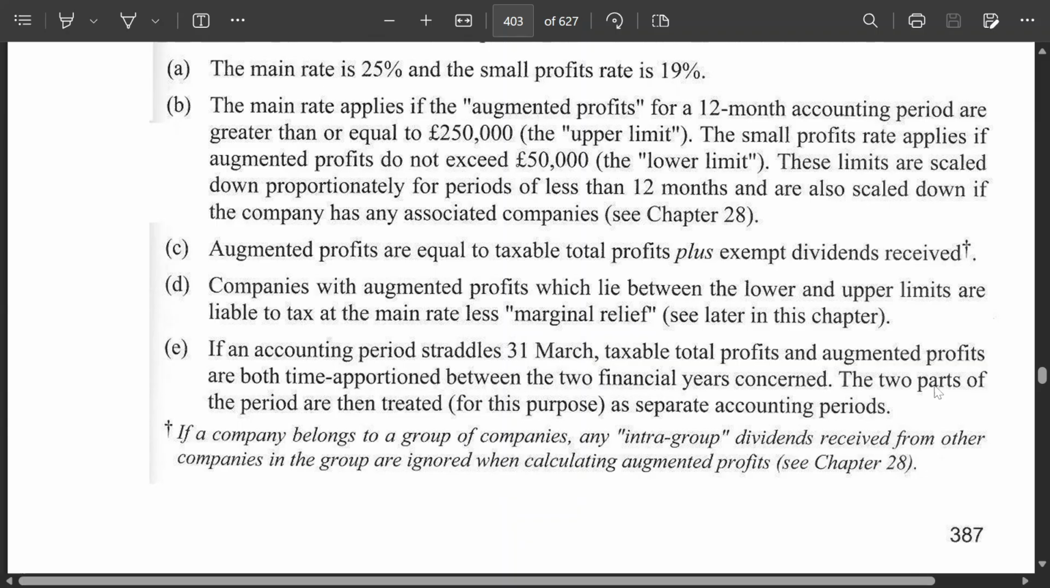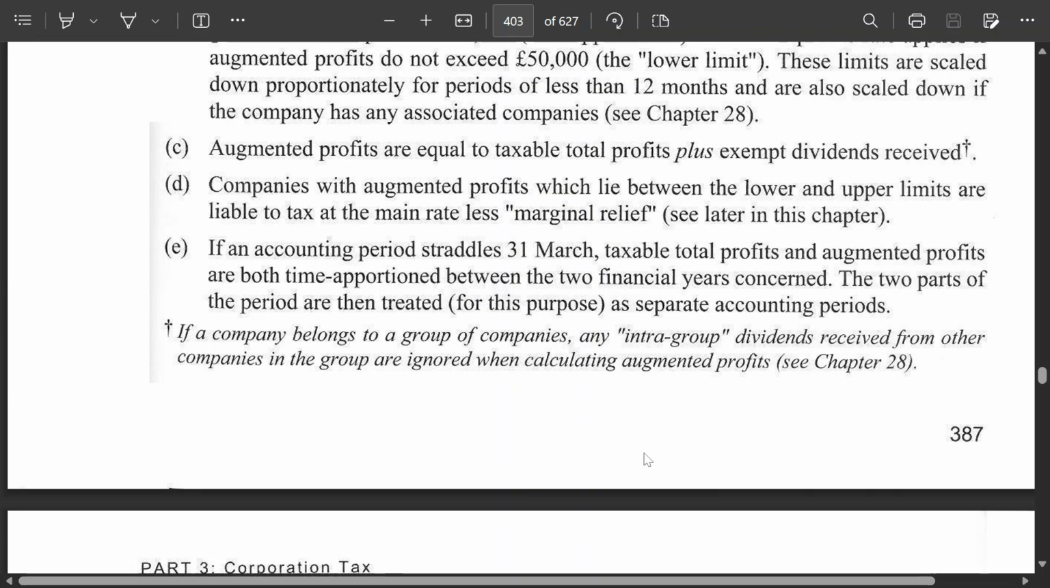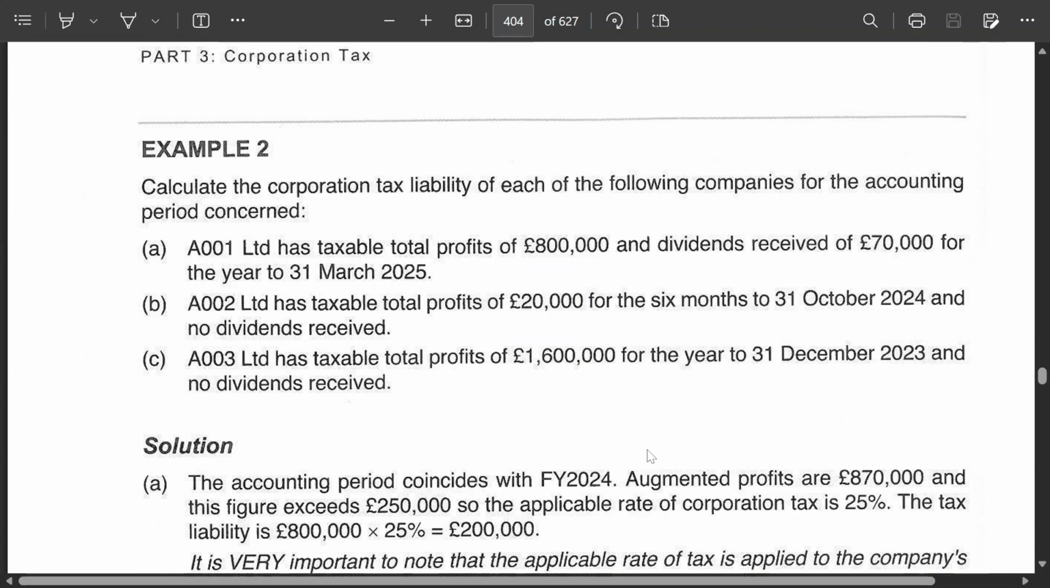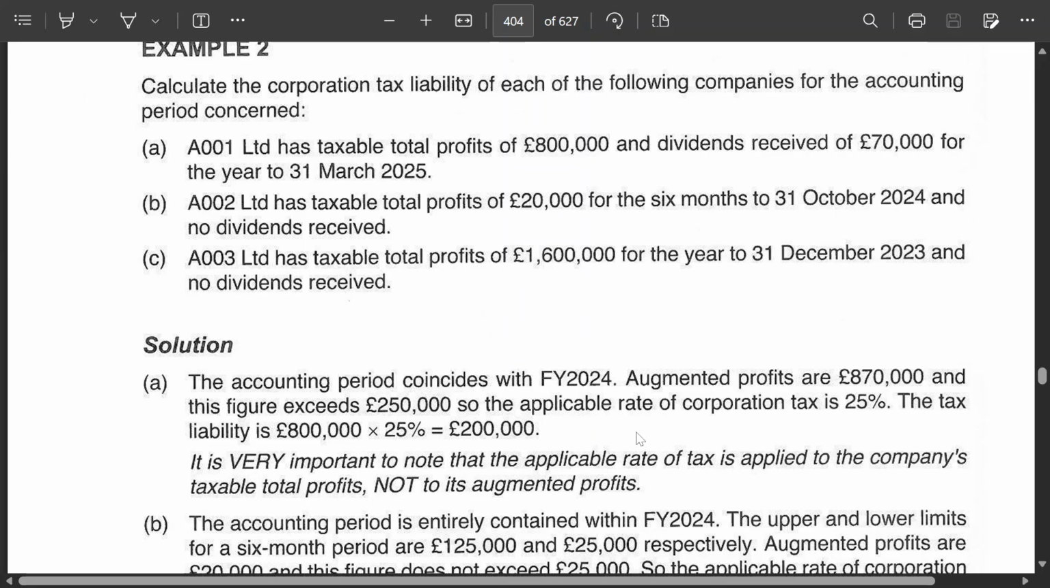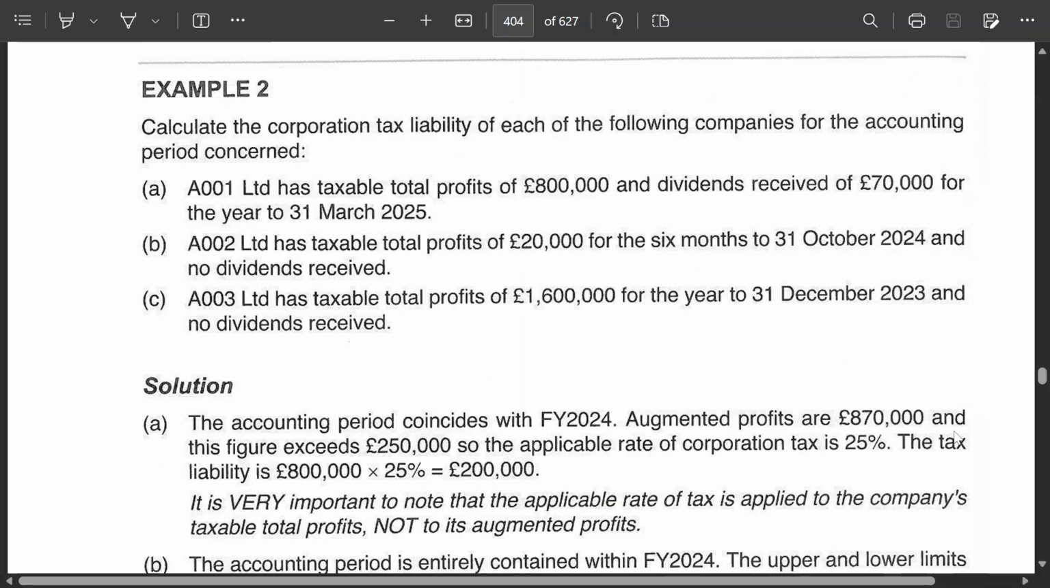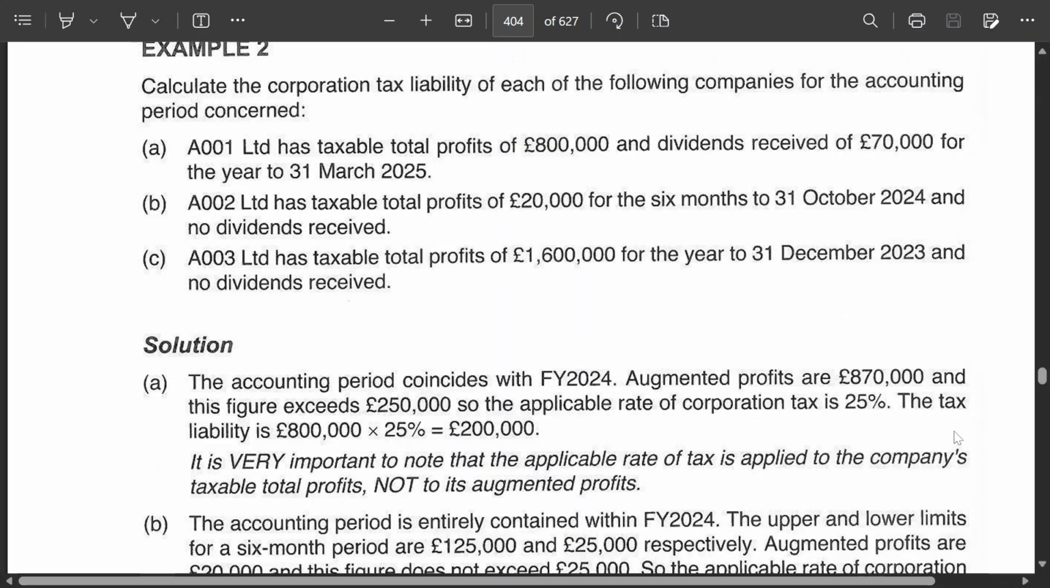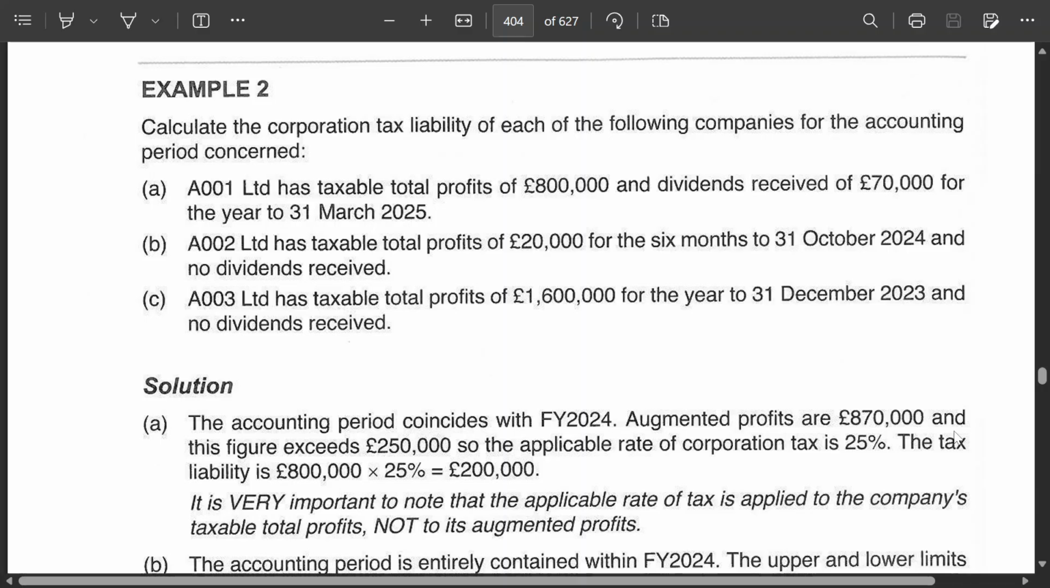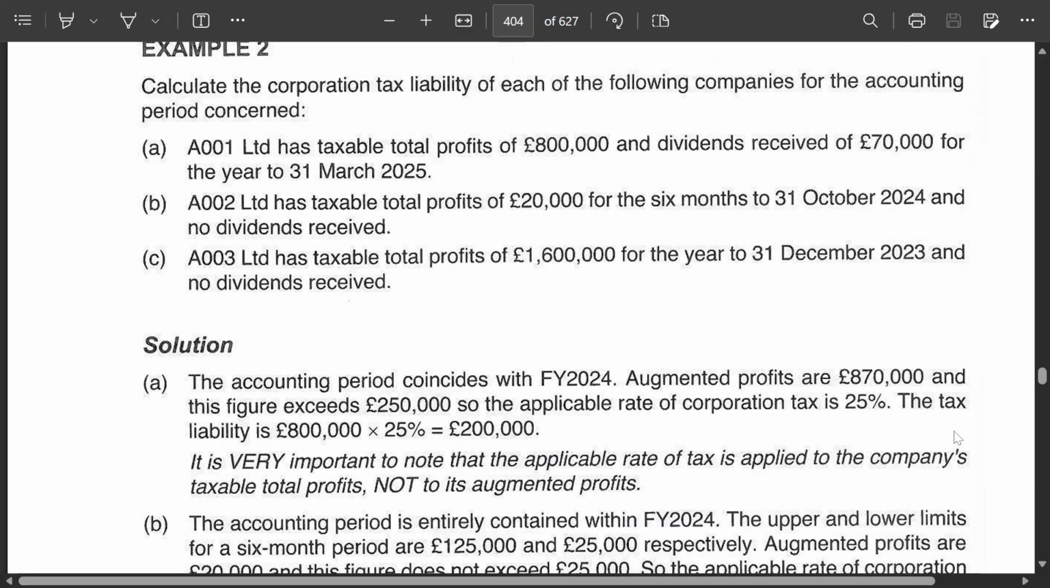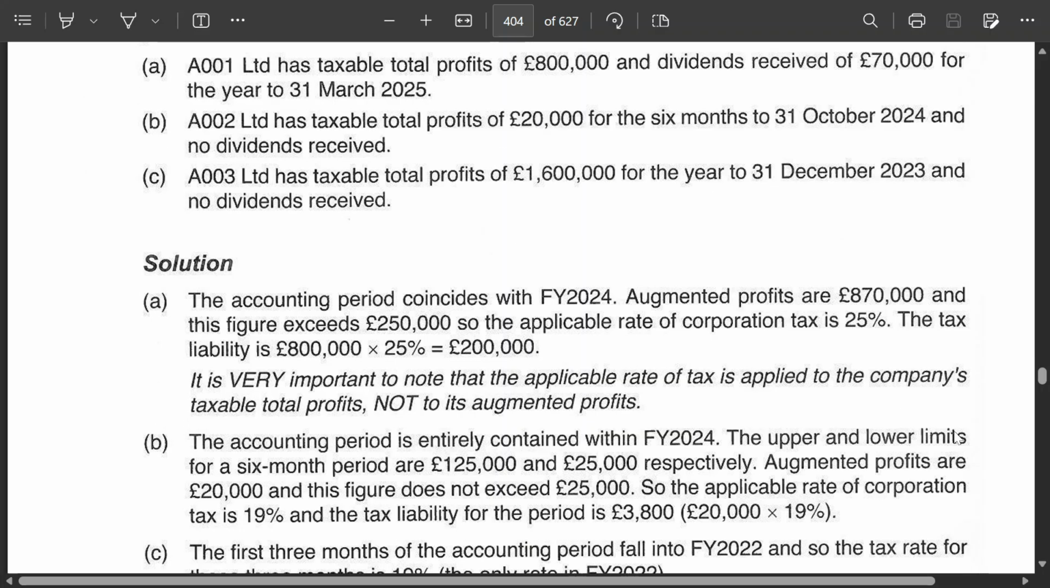Now, you have to apportion the profit between the 2 years. It is quite logical. This example is showing you that. So let's do this example 2. Here you don't get to see the marginal relief because we haven't come to that stage yet, but that was just a precursor slide. Okay, look at the example. Calculate the liability for each accounting period concerned. Okay, so the year to 31st March.